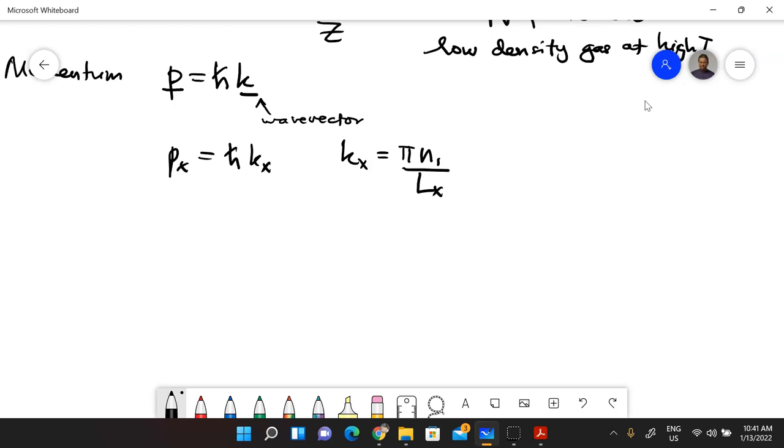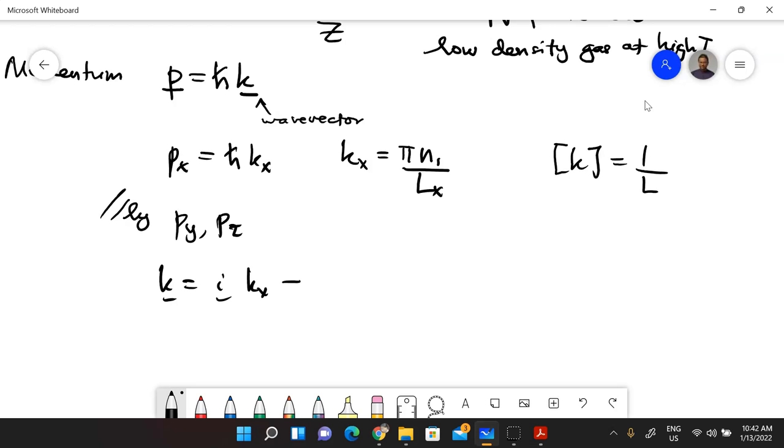I was informed that you have not really gone through some idea of dimensional analysis. So here's a good place where you can see the dimensional analysis. Your n here is just an integer, pi is just a constant, then your L here has dimension length, so your k here has dimension 1 over L. I hope you have done this kind of thing. Similarly for p_y and p_z. In other words, this k that we write can be formed as this vector here, and they will actually help to define your velocity later on.